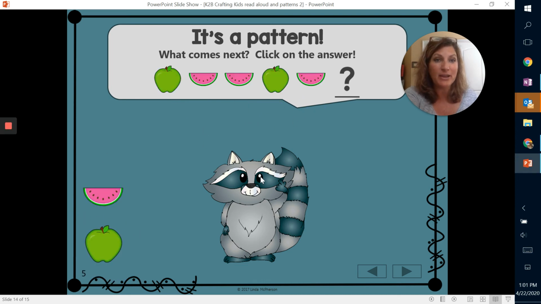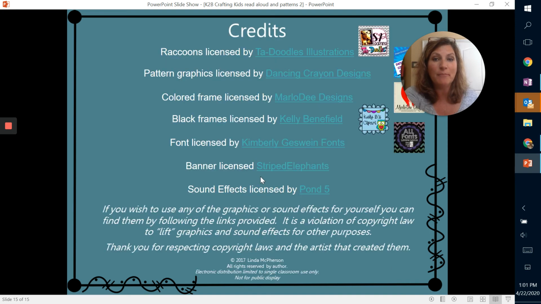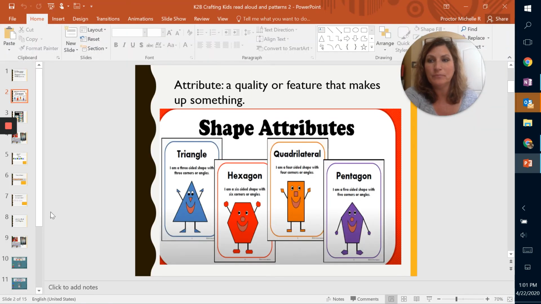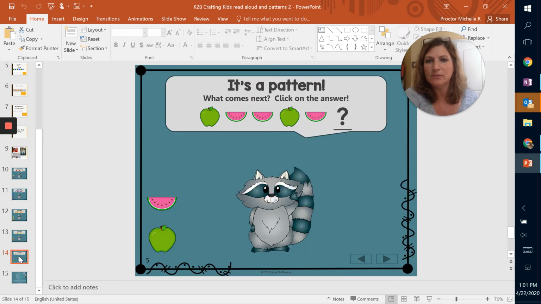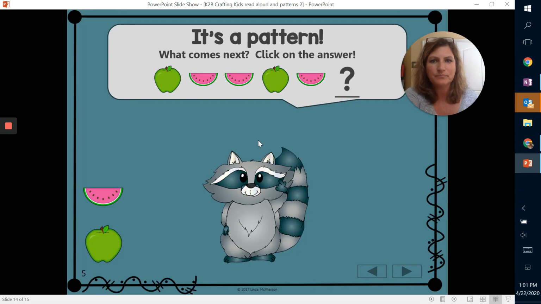Let's go ahead and move on to the next one. You can do this one by yourself. And I'm going to jump over and show you. Oh, sorry about that, guys. All right, this is the last one. An apple, a watermelon, an apple, watermelon, apple, watermelon, and that's right. That is a watermelon. Very good.